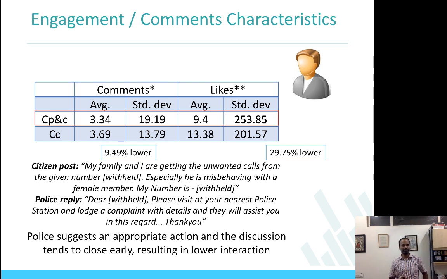So an example which we kept here, a citizen's post: my family and I are getting the unwanted calls from blah blah blah blah. Police replied here, please visit our nearest police station and give the details. Police suggest an appropriate action and the discussion tends to close early when the police start to interact. Right? So that's the reason why CPC is lower: when police start looking at the post and interact, they can easily and quickly close the loop of the discussion on the post.